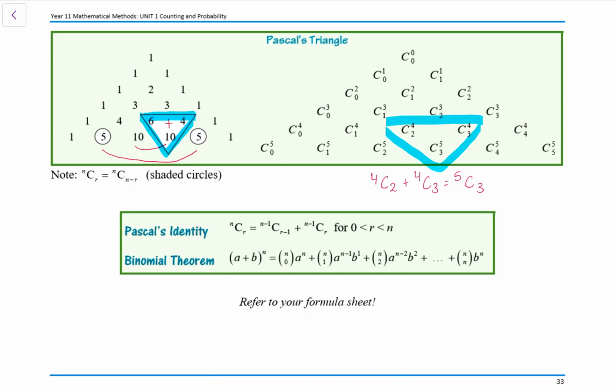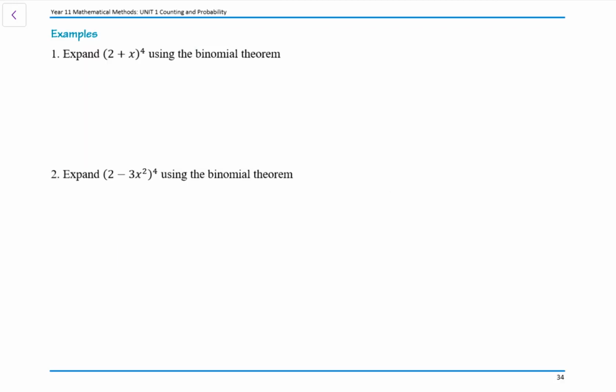Now our binomial theorem of expansion also uses our nCr. Now refer to your formula sheet, these are on there, and also don't freak out, we can simplify this to make it easier. So let's look at an example, expanding (2 + x)^4. Now we have to the power of 4, so we need to get down to the 4s on our Pascal's triangle. So we're going to use this row. Okay, so write those out, they will be our coefficients.